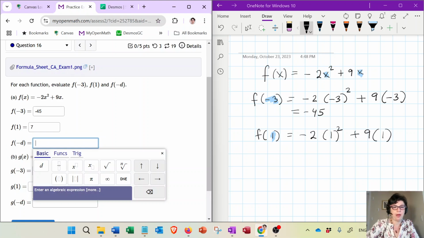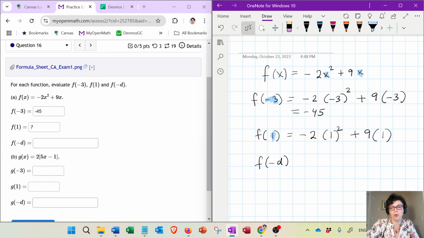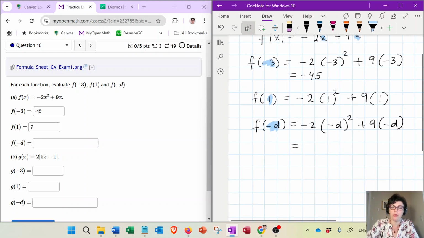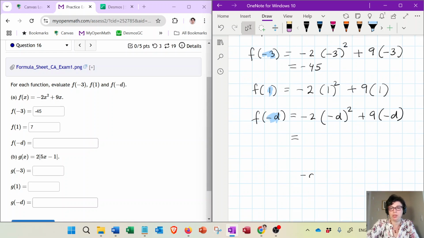Now, what happens with f of negative d? So this is a little bit more complicated because that's a variable. So again, we're taking negative d and we're replacing x with negative d. Everything else stays the same, but we're going to put that in parentheses and plus 9 times negative d. We do want to simplify this a little bit. So what you should know is when you're squaring a negative, the negative goes away, because really when you're squaring, you're just multiplying it by itself. And negative d times negative d, the two negatives will cancel, and you're just going to wind up with d squared. So this first term is negative 2d squared.